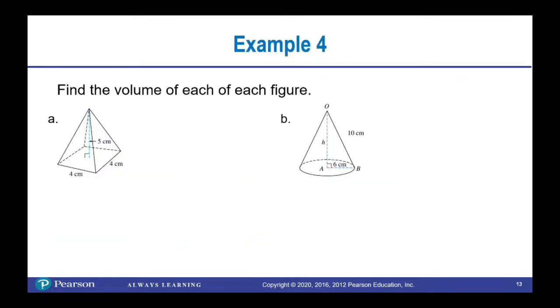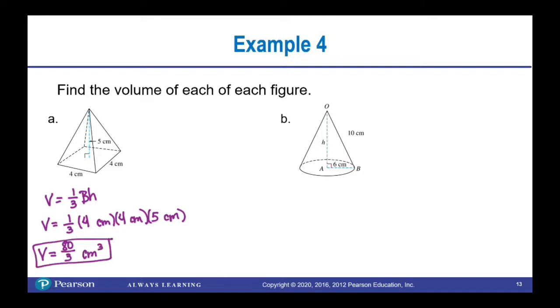In example 4, we're asked to find the volume of each figure. Part A is a pyramid. So our volume of the pyramid is 1/3 capital B H. The area of the base, that's capital B, is 4 centimeters times 4 centimeters. Our height of our pyramid here is 5 centimeters. 4 times 4 times 5 is 80 over 3. And centimeters times centimeters times centimeters would be centimeters cubed. And we read this as 80/3 cubic centimeters.